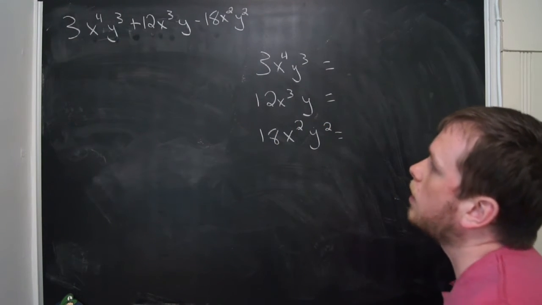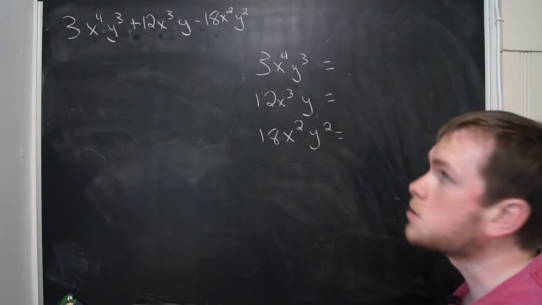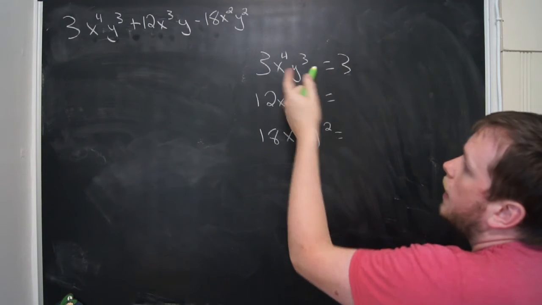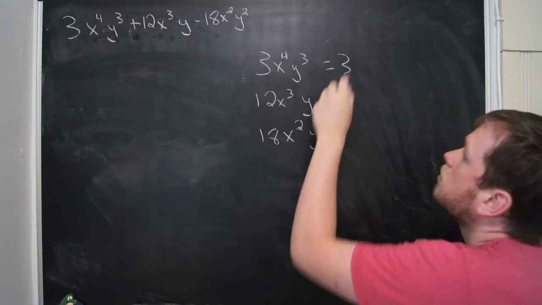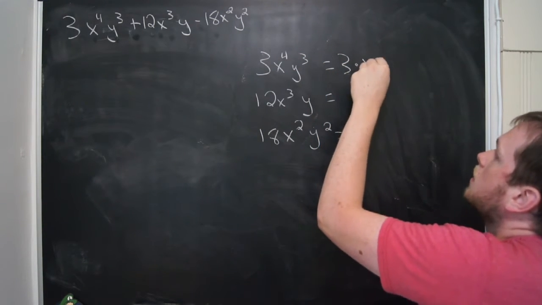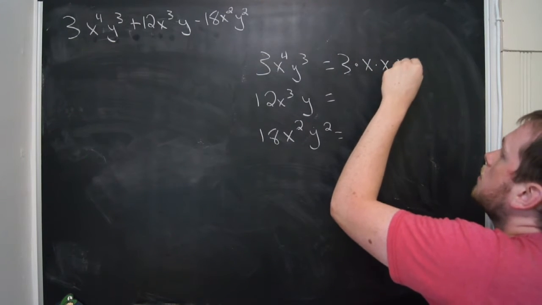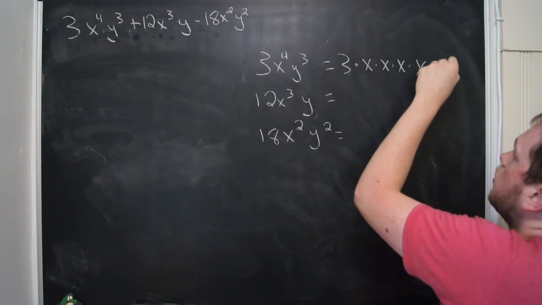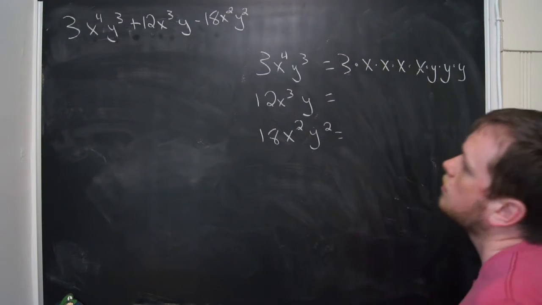Well, if I'm going to write out the prime factorization of 3x to the fourth y cubed, 3 is already prime. X to the fourth is just x times itself 4 times, so I have times x, times x, times x, times x. Y to the cubed, same idea, that'd be y times y times y.